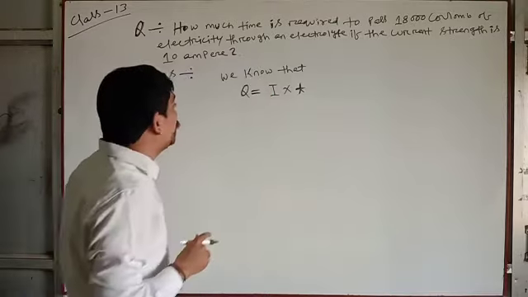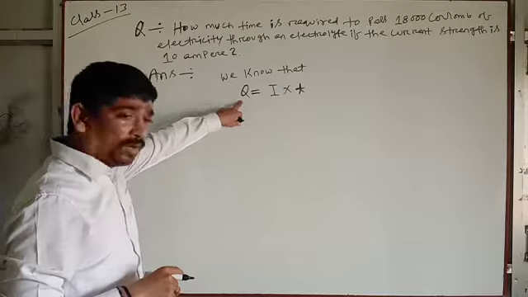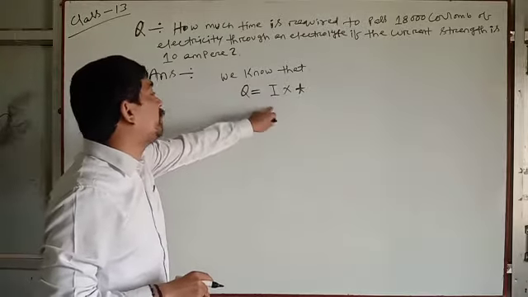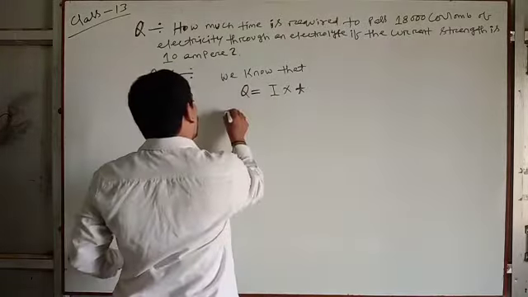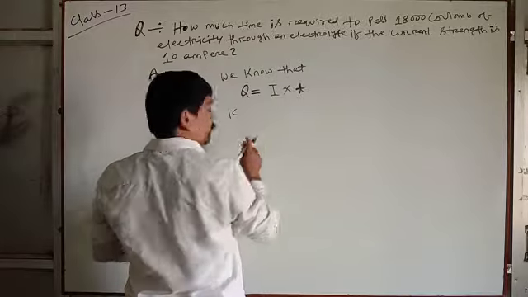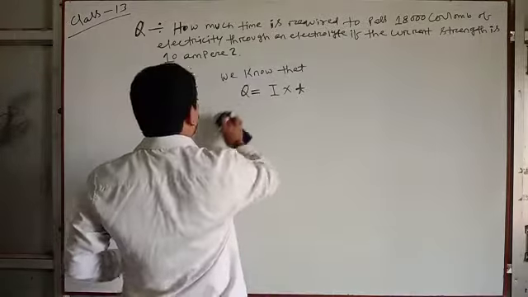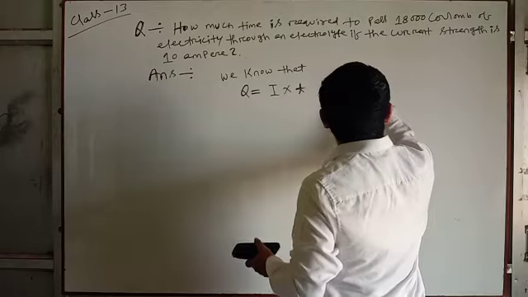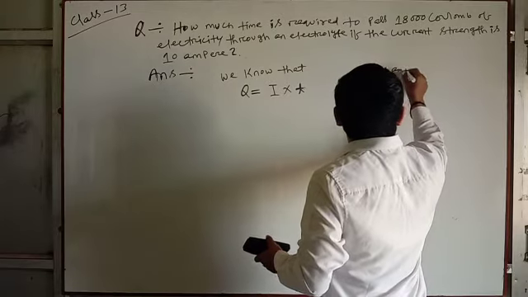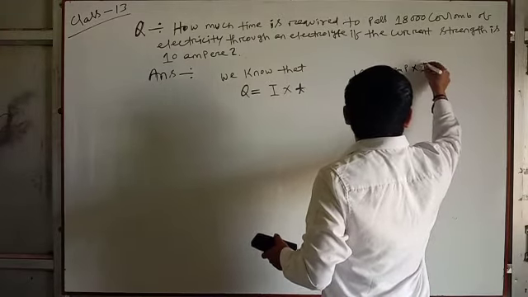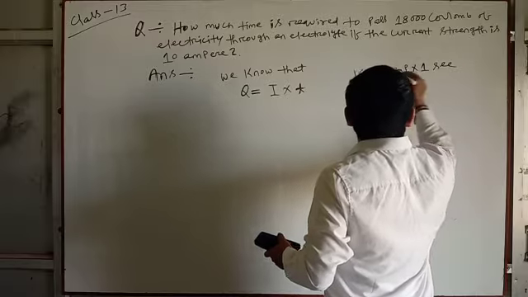We know that Q equals I T. Q is in coulomb, current in ampere, time in second. So as we know, 1 coulomb equals 1 ampere into 1 second.